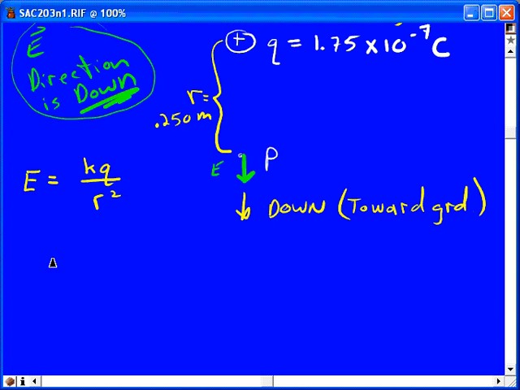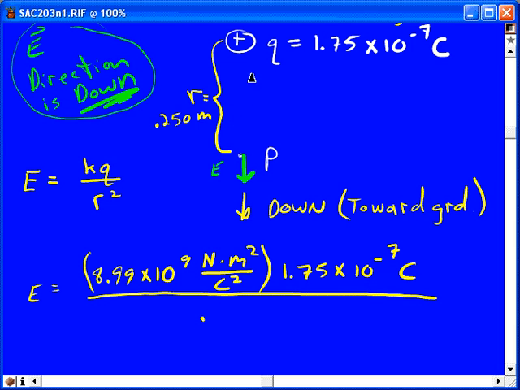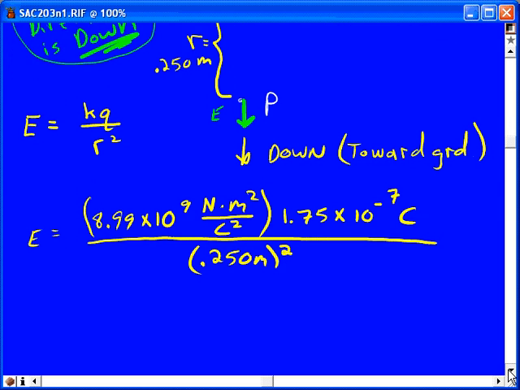So now it's just a substitution. E is the Coulomb constant k, which you can look up on your formula sheet, 8.99 times 10 to the plus 9 newton meter squared per coulomb squared, times the charge of the particle, which was given as 1.75 times 10 to the minus 7th coulombs, all divided by the separation of the empty point in space and the source charge, which is 0.250 meters, and then that's got to be squared. So now all we have to do is evaluate that.